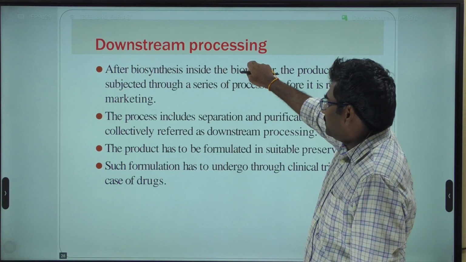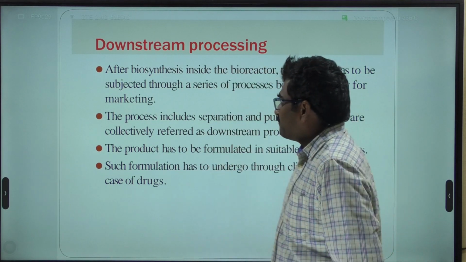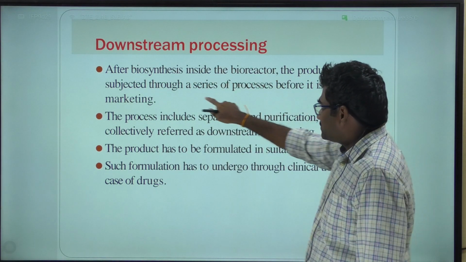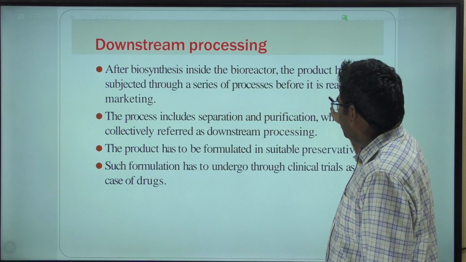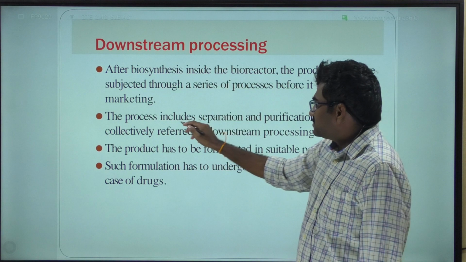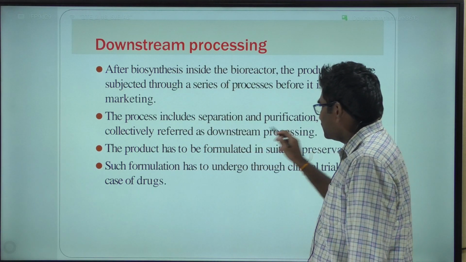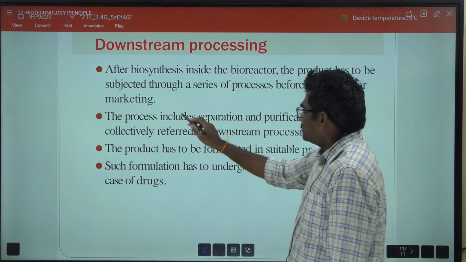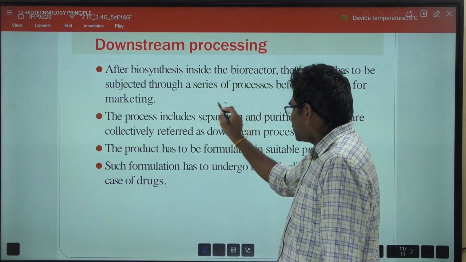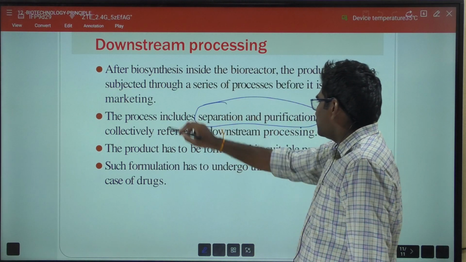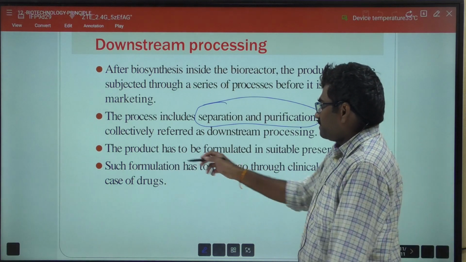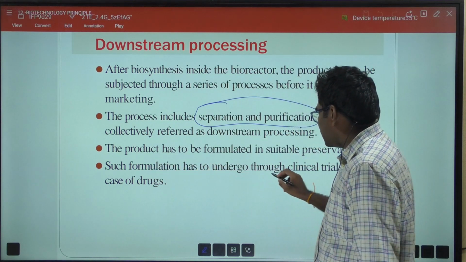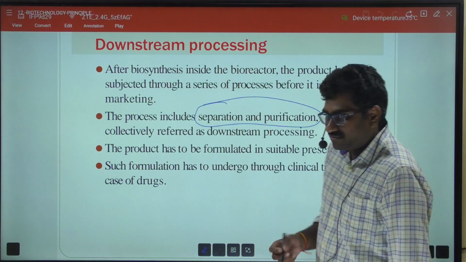And the next step is downstream processing. After biosynthesis inside the bioreactor, the product has to be subjected to a series of processes before it is ready for marketing. The process includes separation and purification, which are collectively referred to as downstream processing. Very important. The product has to be formulated in suitable preservatives. Such formulation has to undergo clinical trials, as in the case of drugs.